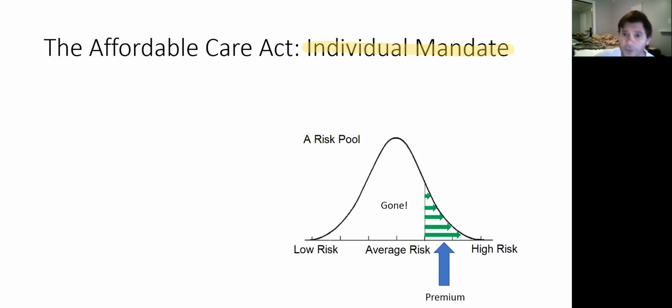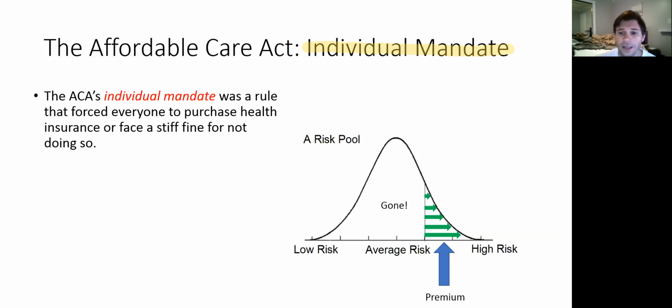You might be aware of what this is, but the individual mandate was a rule that forced everybody to have health insurance, or at the end of the year when you filed taxes, you got paid a fairly stiff fine for not doing so. In theory, I think the idea was beautiful, but a lot of folks argue that it was poorly implemented, that the penalty wasn't high enough to force people into the pools.